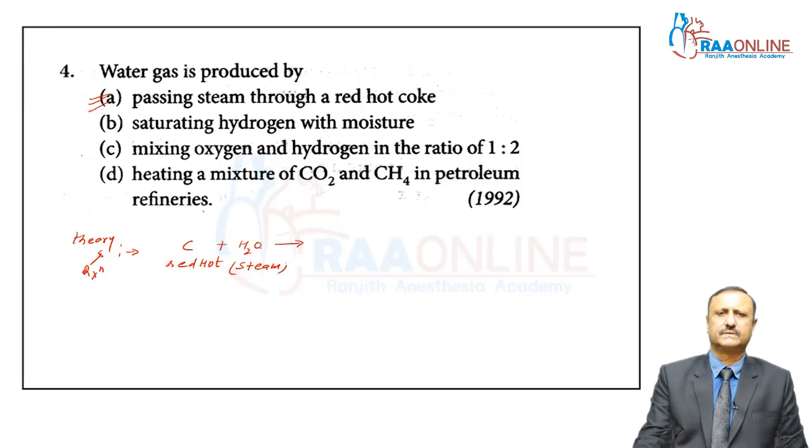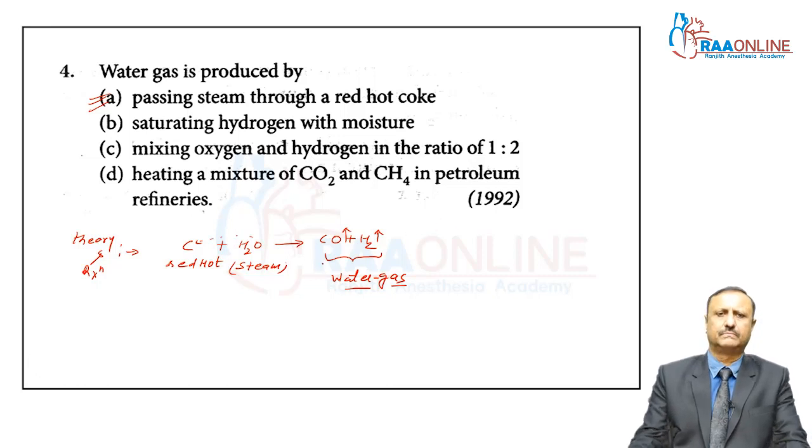my dear students, CO, carbon monoxide, and H2 are formed. Here this carbon reacts with oxygen to form CO gas, and here hydrogen gas is formed, and my dear students, these gases are called water gas. Why are these gases called water gas, my dear students? Because these gases are formed by steam, so these gases are called water gas. So my dear students, you can go to question number 4, option A. This question was also asked in the 1992 NEET exam.